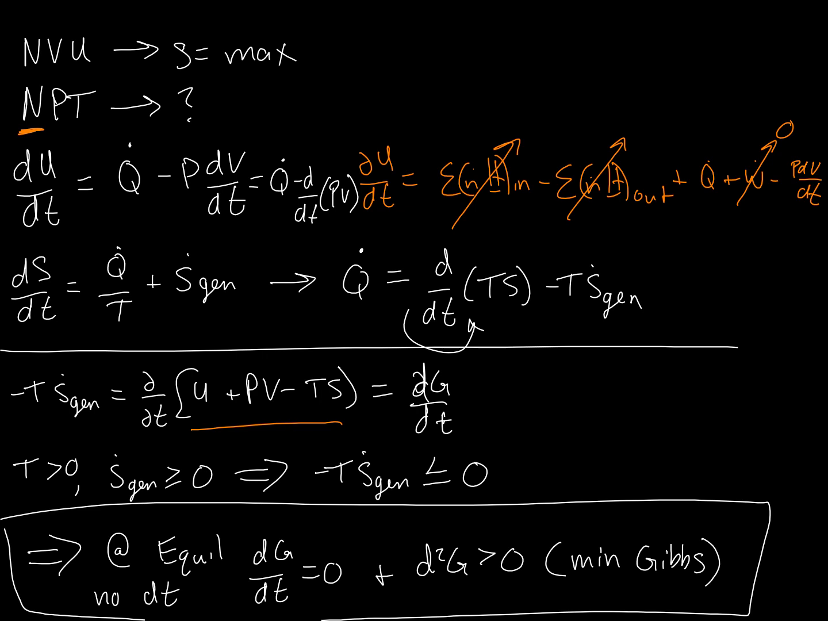So at equilibrium, dG/dt has to be equal to 0, because everything has to be 0 with respect to changes in time, right? Because you have to be at that equilibrium state. It should be time invariant, infinite time. Because of temperature and S gen, that means we know that the Gibbs energy has to be convex. So if you look at the Gibbs as a function of time or any other variable, the Gibbs has to look like this. That's our equilibrium state.